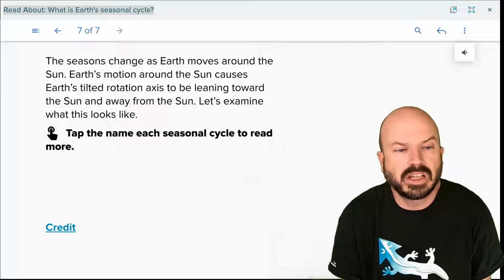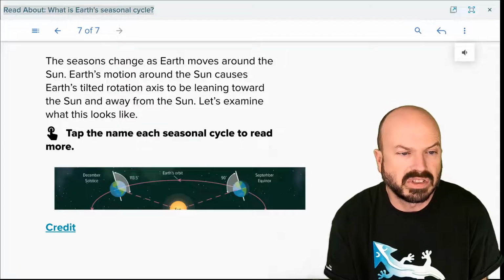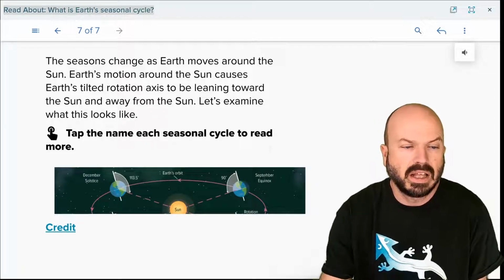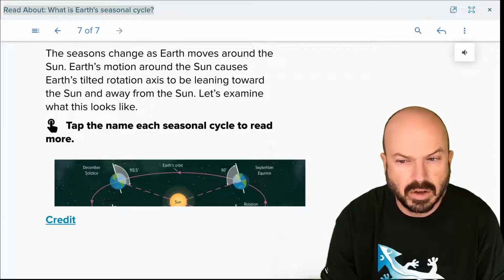Now, the seasons change as Earth moves around the sun. Earth's motion around the sun causes Earth's tilted rotation axis to be leaning towards the sun and away from the sun. Let's take a look at another image. Okay.